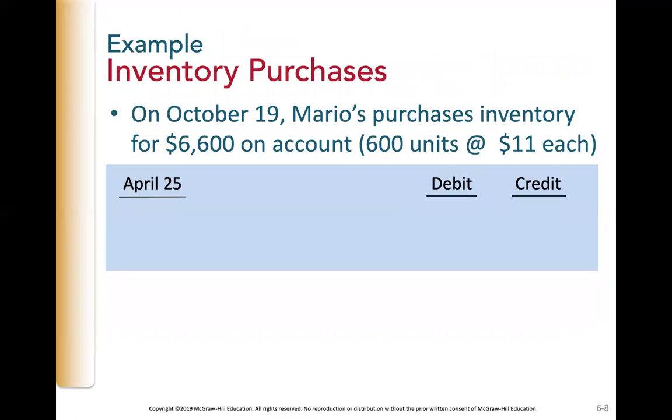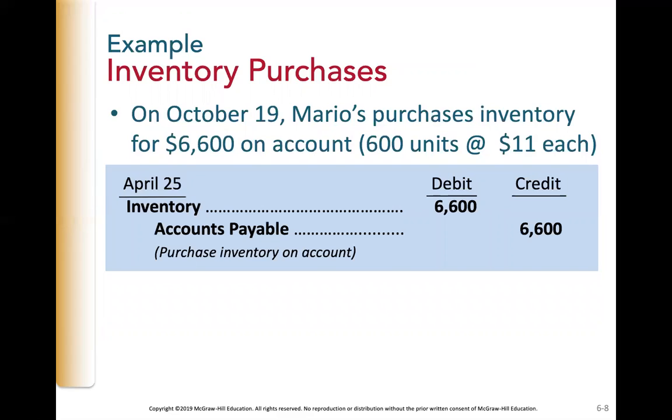Next transaction. October 19th, he purchased inventory for $6,600 on account. Those 600 units at $11 each. What would be our journal entry to record the inventory purchase on account? Right. Inventory is increasing, so we need to debit it by $6,600. And accounts payable for $6,600 credit. We owe them money, so it's an account payable.